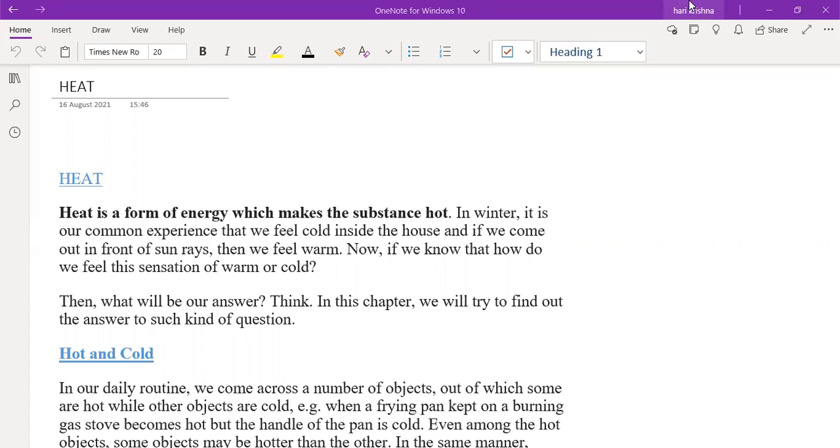So today we'll start with the topic heat. Okay, so what is the meaning of heat? Sir, heat is a form of energy. It's one form of energy which will make any substance hot, right? So heat is a form of energy which will make the substance hot.